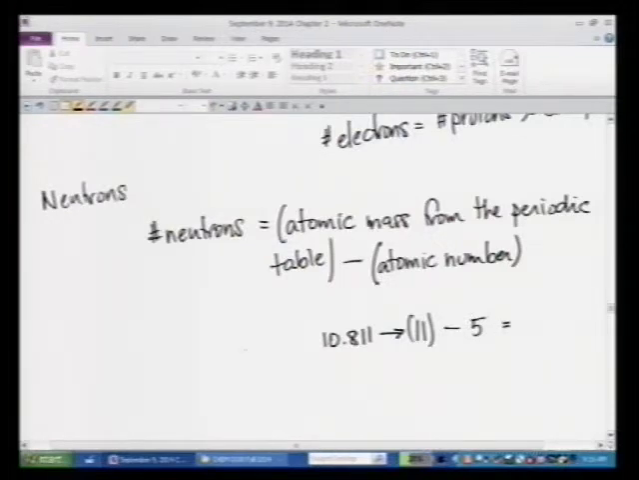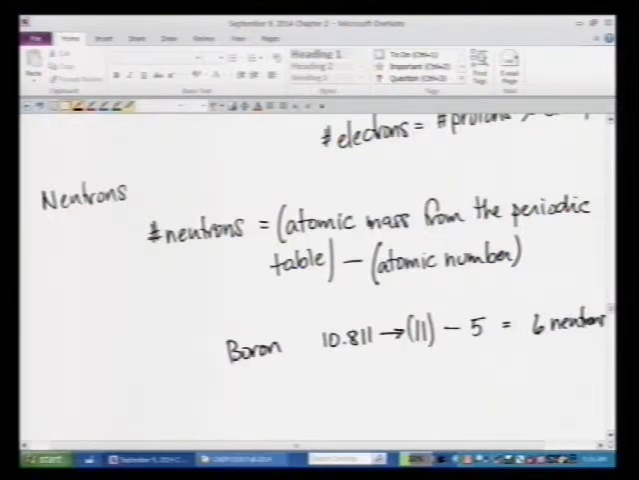So for boron, you would have 6 neutrons. So the number of protons and neutrons are not necessarily going to be the same. Sometimes they will, and that's just serendipity. That's just how it worked out. But they are not always going to be the same.